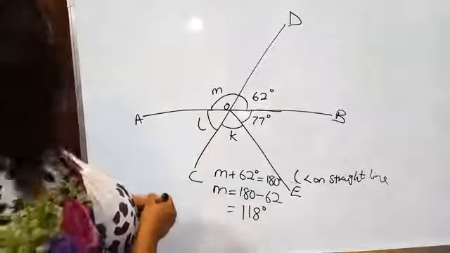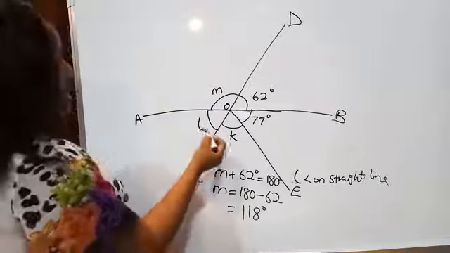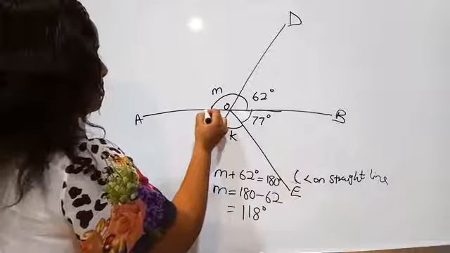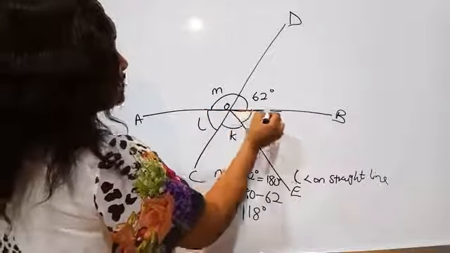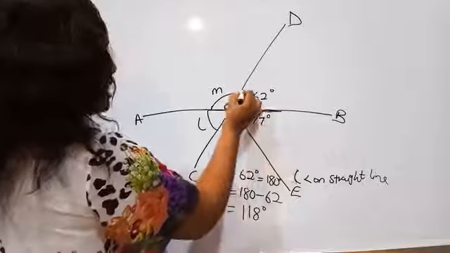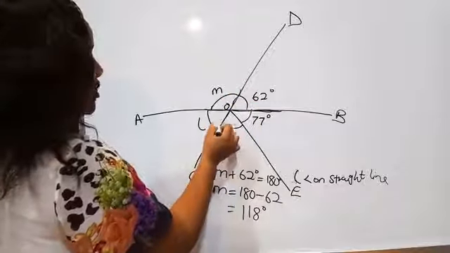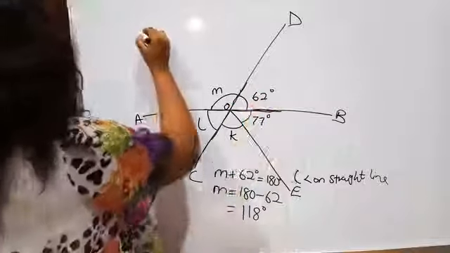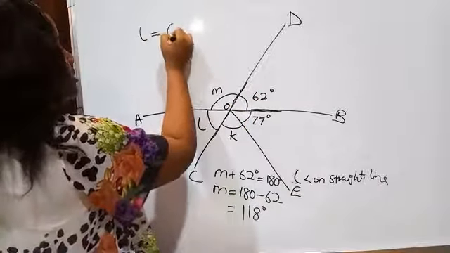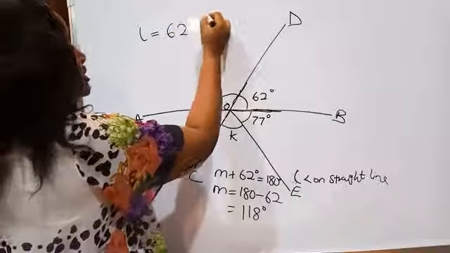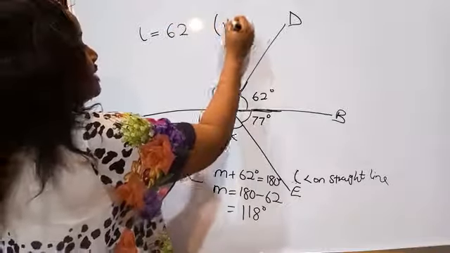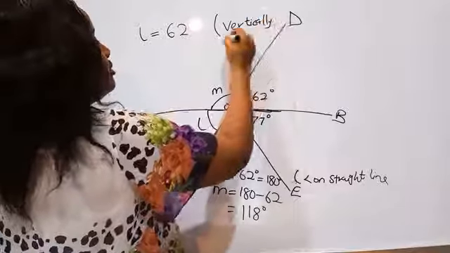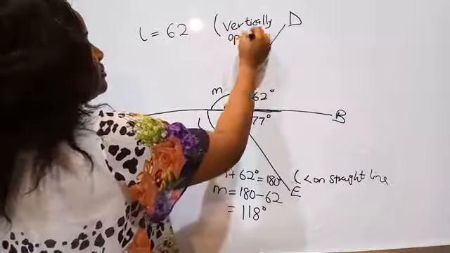So now, let's look at how we can get L. Remember we said something about vertically opposite angles. Now, L is vertically opposite to 62 degrees. So L is equal to 62 degrees. And the reason being what? That they are vertically opposite.